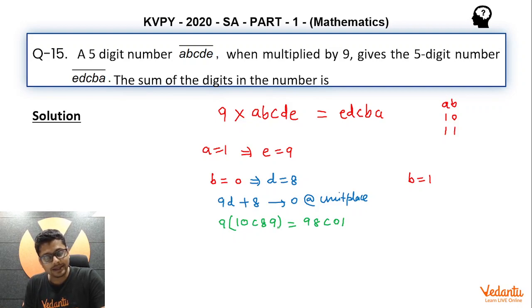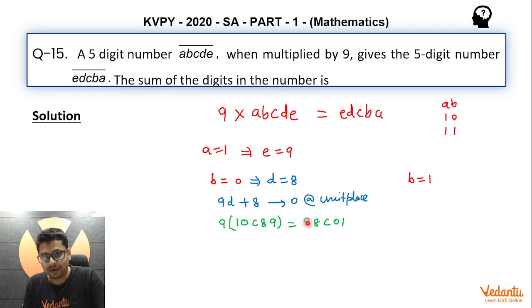9 multiplied by 9 gives us 81, 1, 8 carry forward. 9 multiplied by 8 gives me 72, plus 8, 80, 0, 8 getting carried forward. Now also pay attention that 9 multiplied by 1 is giving me this 9. Check it out. Just to further emphasize, 9 multiplied by 1 gives me this 9.